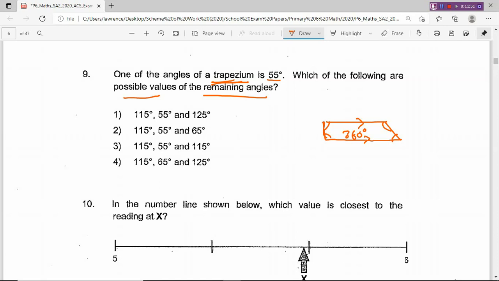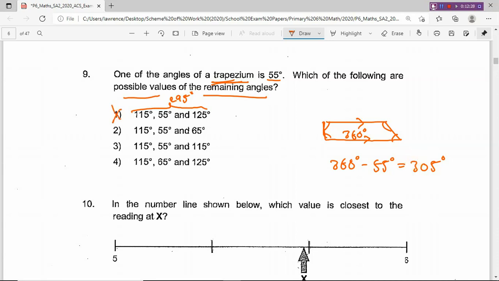So if one angle is 55 degrees, then what you should do is find the sum of the other three angles. That will give you 305 degrees. Then you look at 1, 2, 3, 4. Which three numbers add together to 305? If I add the first three numbers here, 115 plus 55 plus 125, I get 295 degrees. Let me just double check. 115 plus 55 plus 125, you will get 295 degrees. So answer number 1 is wrong.